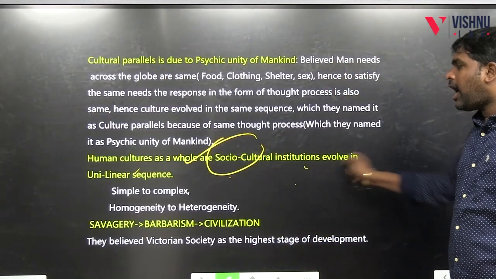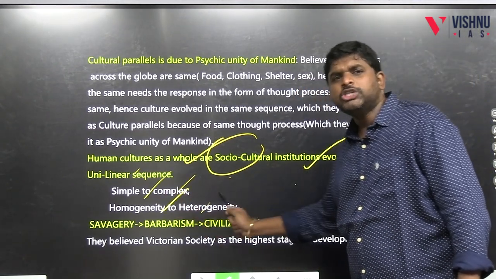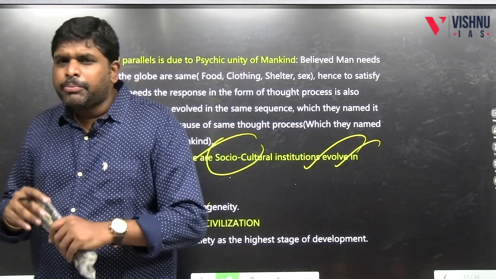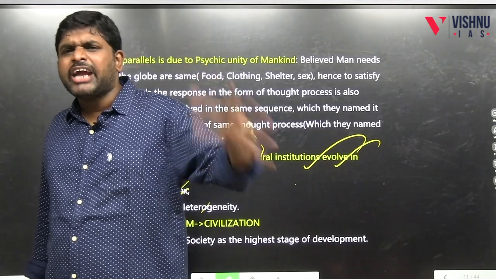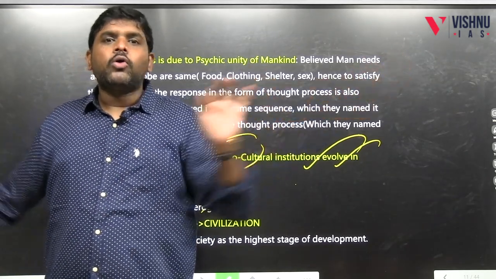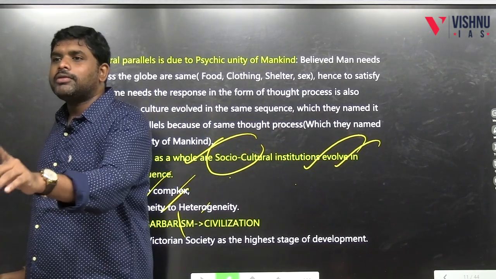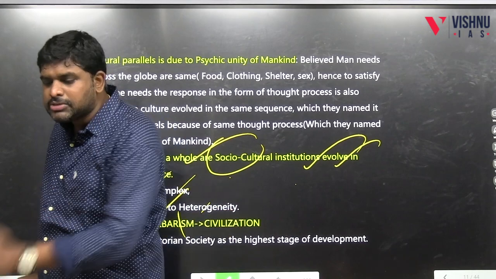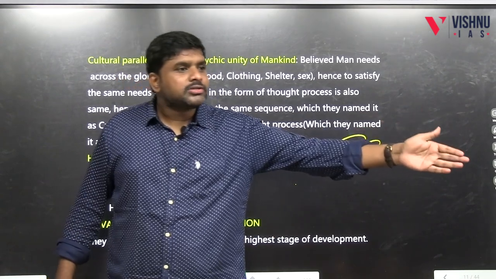Human cultures as a whole are socio-cultural institutions that evolve in a unilinear sequence. Like simple to complex, homogeneity to heterogeneity, savagery to barbarism to civilization. You tell me whether once upon a time everyone was the same, like a tribe, or not. Now we have different religions, different customs, different identities. Are we becoming heterogeneity or homogeneity? When I am homogeneity, I am simple or complex? So now we are becoming complex. As time goes on, as evolution is happening, man is changing from simple to complex, homogeneity to heterogeneity, which is nothing but savagery to civilization.